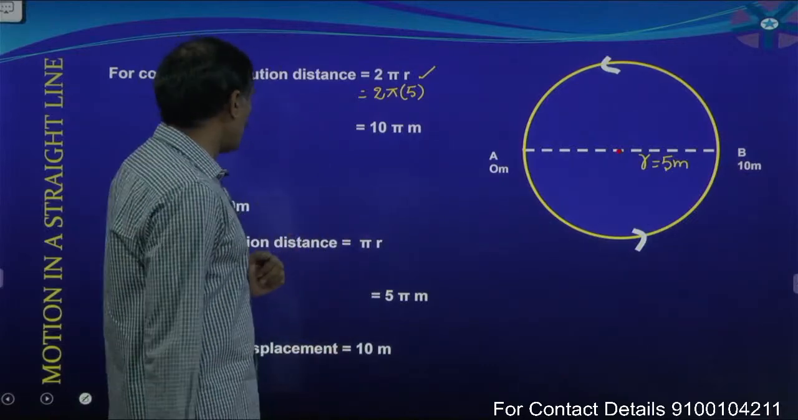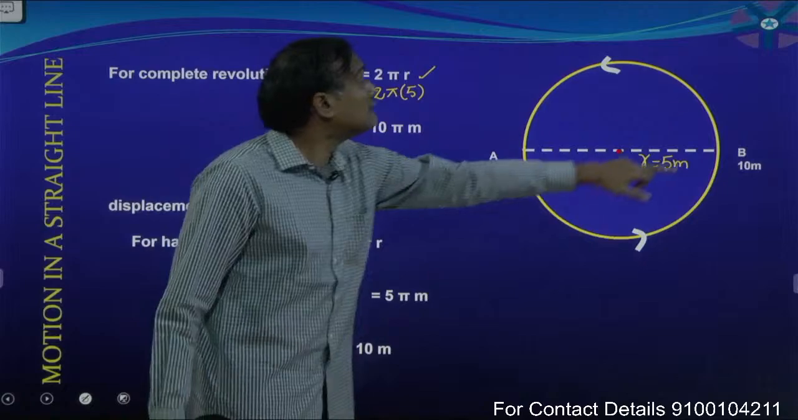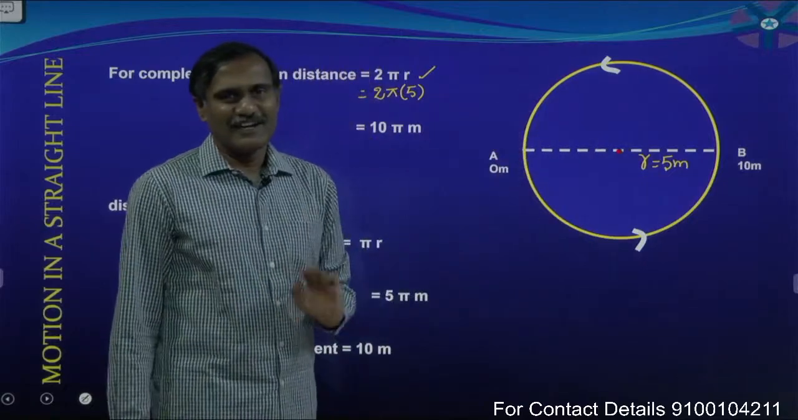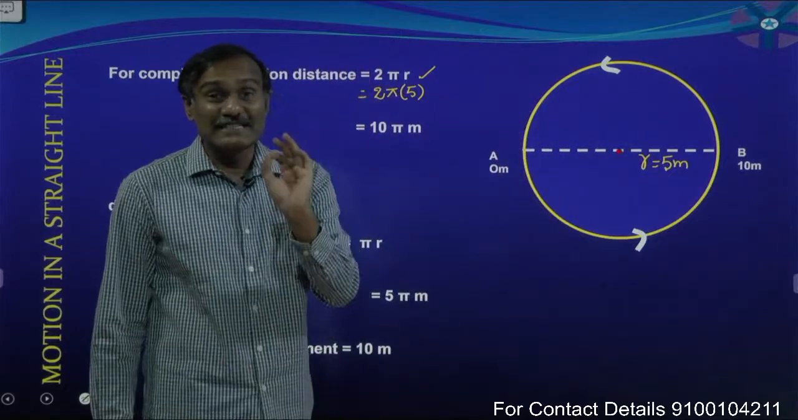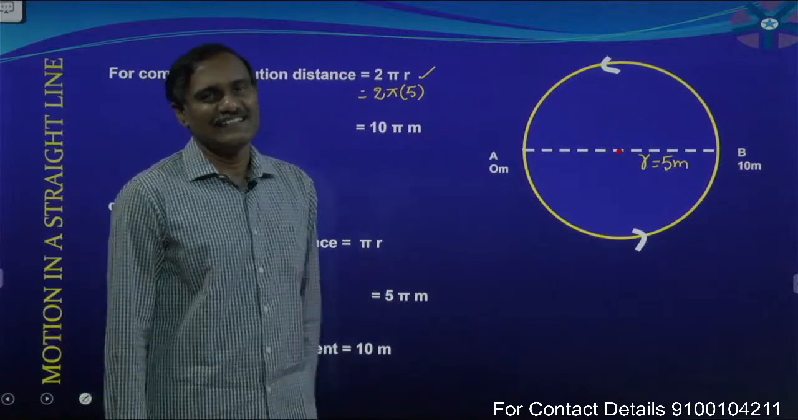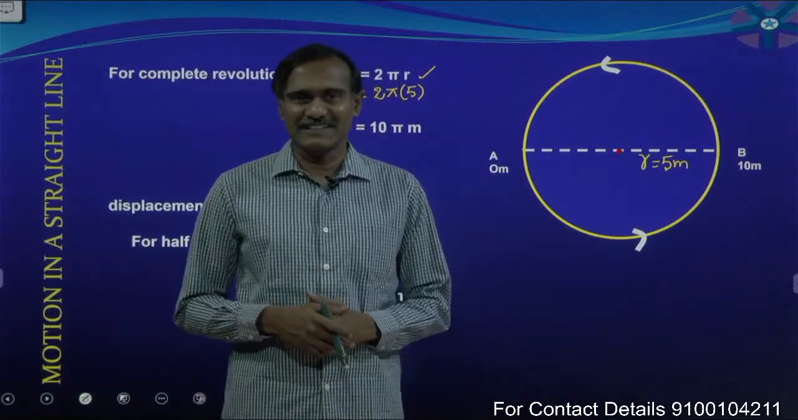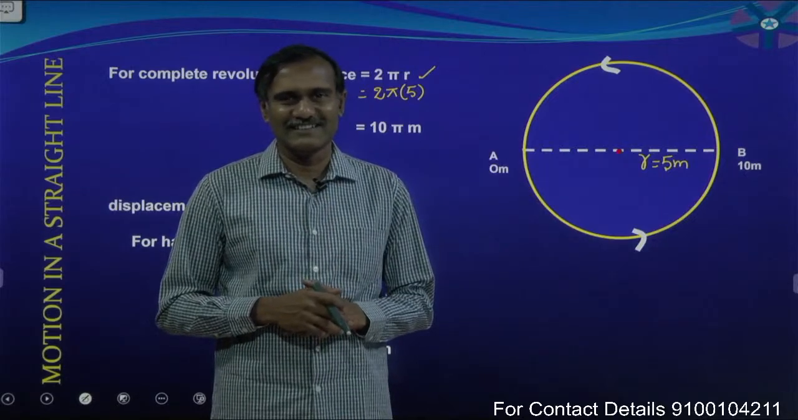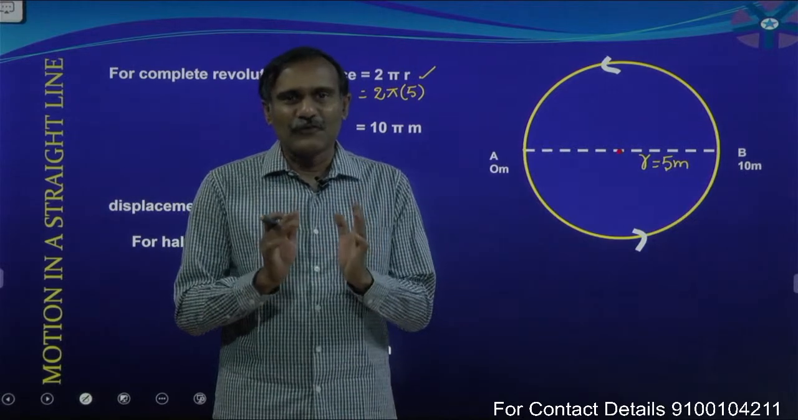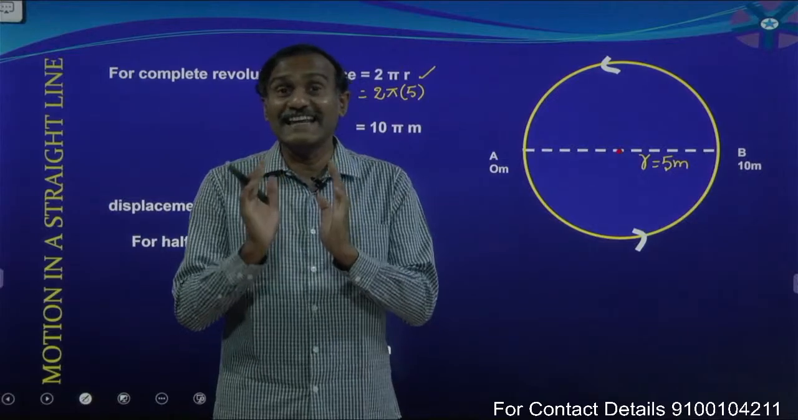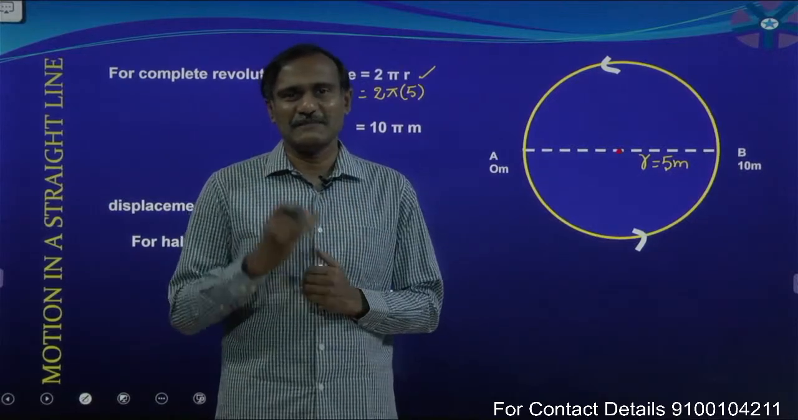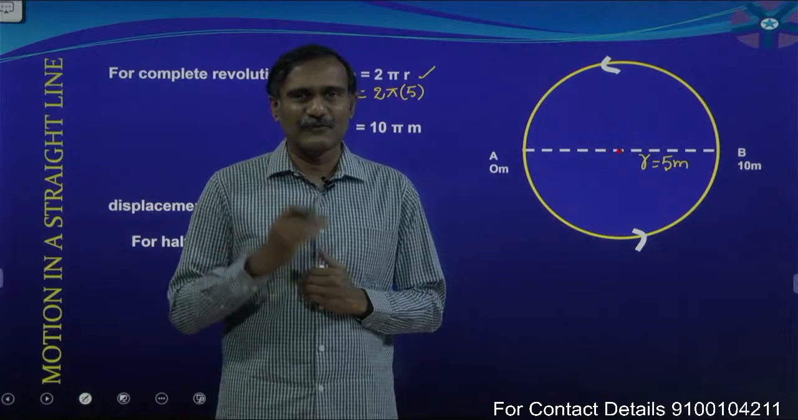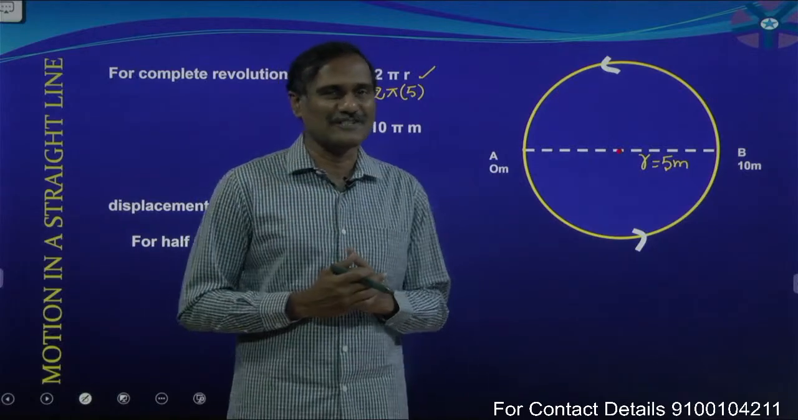Okay, now we are going to calculate its displacement. Now we are going to calculate the displacement covered by the particle. Tell me what is meant by displacement. Don't say it is the shortest path travelled by the particle. It is final position minus initial position. Displacement is nothing but final position minus initial position.